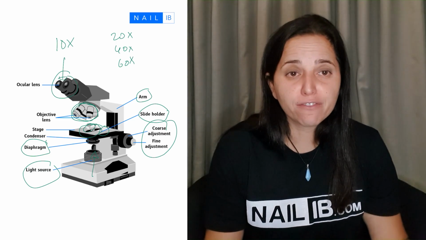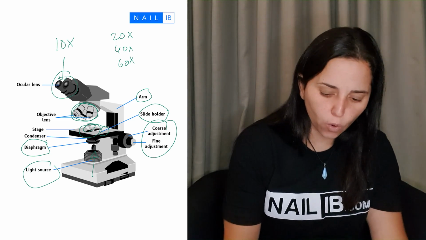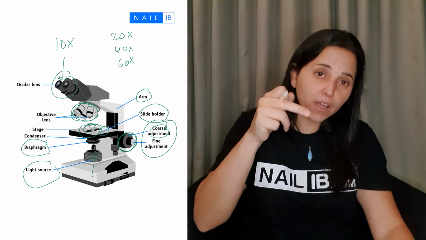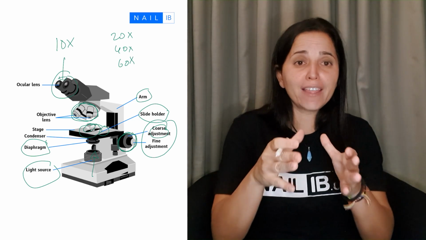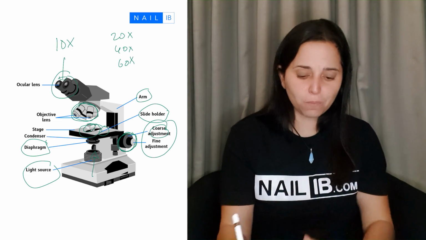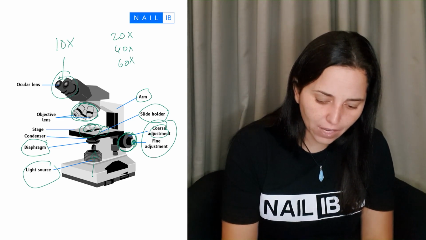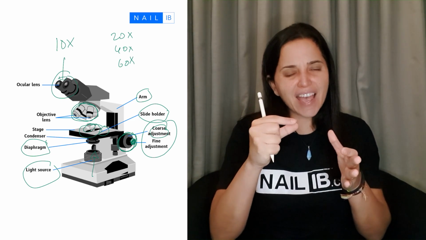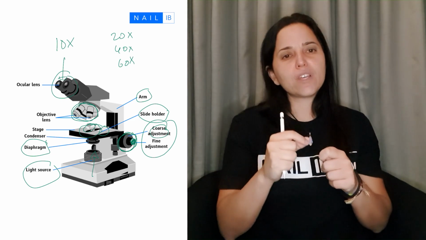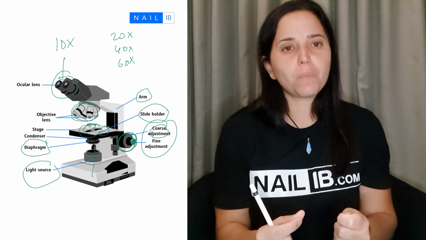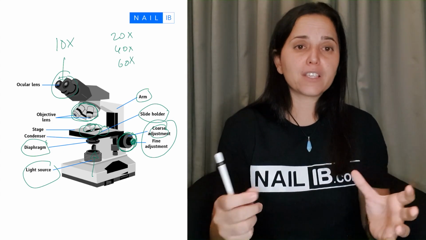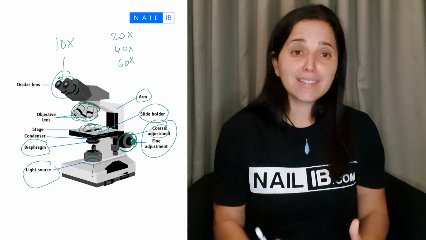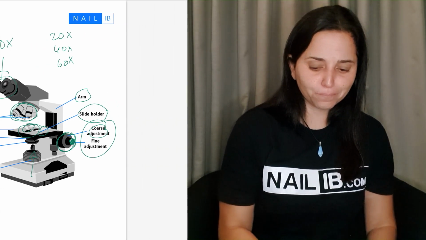Now, these 2 are the most important ones. Why? Because that's how you're going to find the specimen. Always start with the coarse, which is this big knob right here, the black one. That one you move around very slowly to find the specimen. And once you find the specimen, then you go to the little tiny knob right here, which is the fine adjustment. But that one, you have to turn very tiny and slow because that's where you really will see the details of the specimen. So coarse is to find the specimen. Fine is to make sure you get the details of that specimen. And this is how you use this microscope.